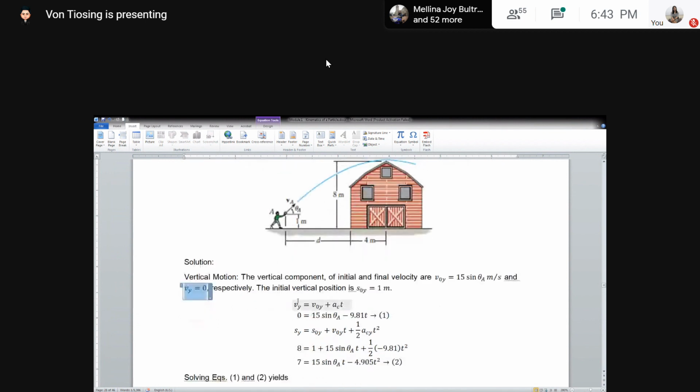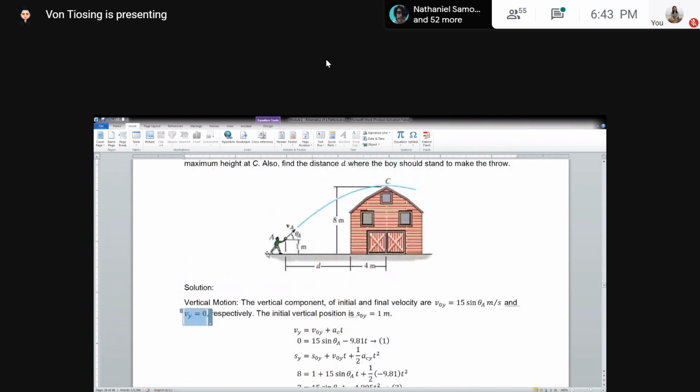So, we have what? Yung first formula natin for constant acceleration. Take note guys, no? Free falling body is constant acceleration. So we can substitute this one, no? So Vy is equal to V naught Y plus yung A sub C rito, yan yung negative G. Okay. So we have 0 is equal to what? 15 sine of theta A minus 9.81 T. Okay, so we have our equation number 1.